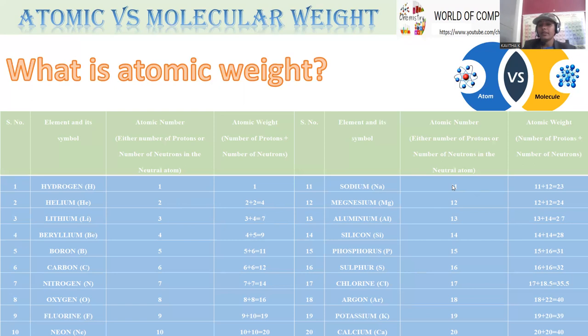For sodium, atomic number is 11. The addition factor will be 12. It will become 23. For magnesium, 12 plus 12, 24. For aluminium, 13 plus 14, 27. For silicon, 14 plus 14, 28. So the general trend will be, whenever even atomic number is there, almost atomic weight will be even. In most of the cases, it will be true. In this manner, atomic weight is calculated. Simply, atomic weight is the number of protons plus number of neutrons, right?